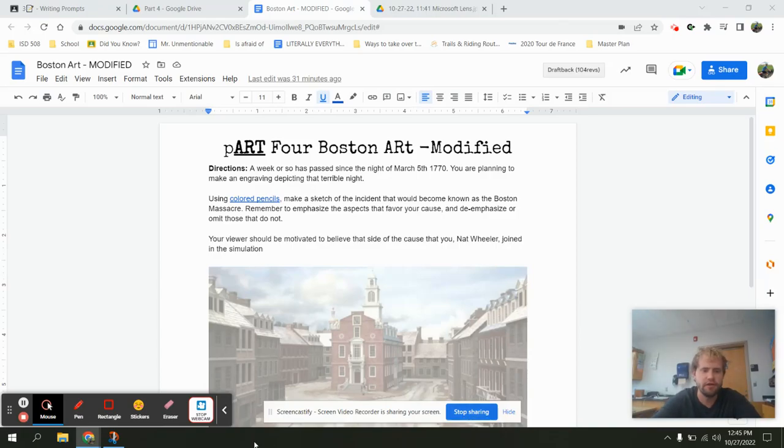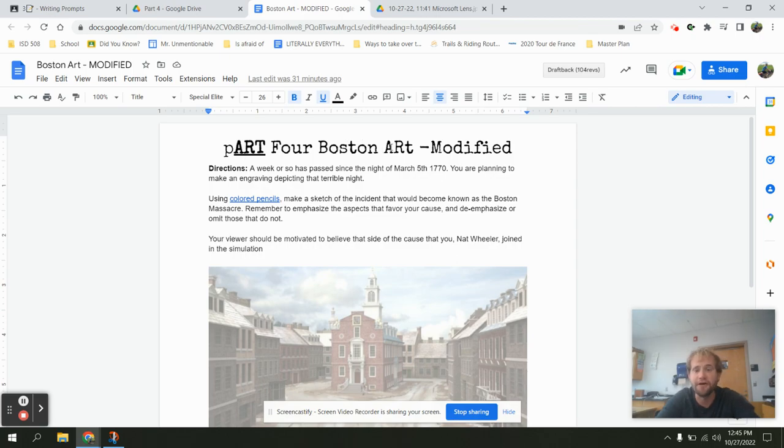Okay, so I'm going to walk you through this part 4 Boston art activity. And now, you'll see what I've done here. This is the fourth day, the fourth part. And since this is all an art activity, don't worry, I'll explain it. I've really hidden the word art inside of it. So it's like it's art for the Boston art activity.